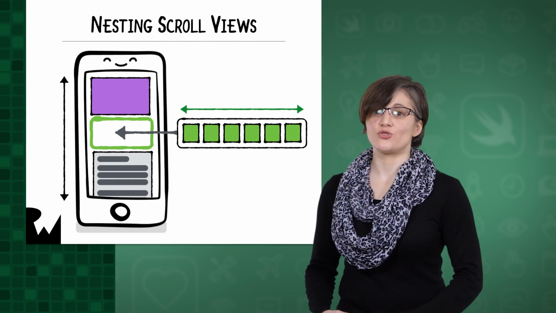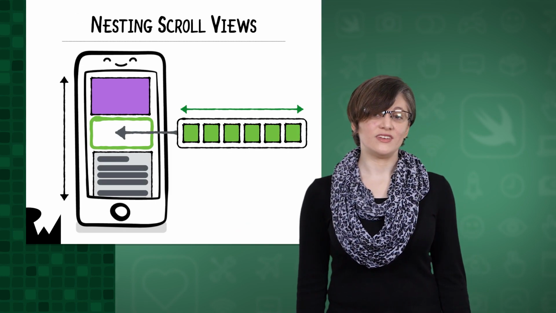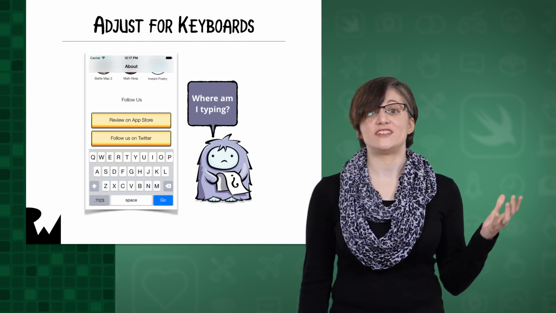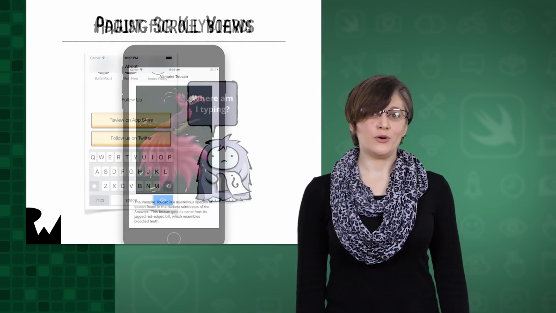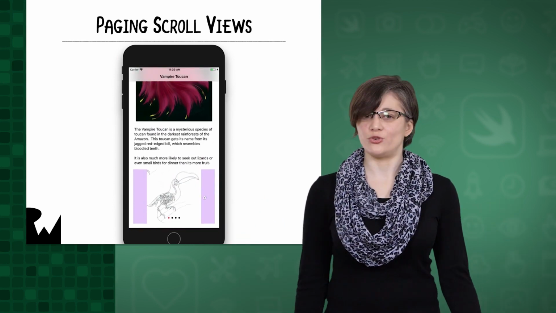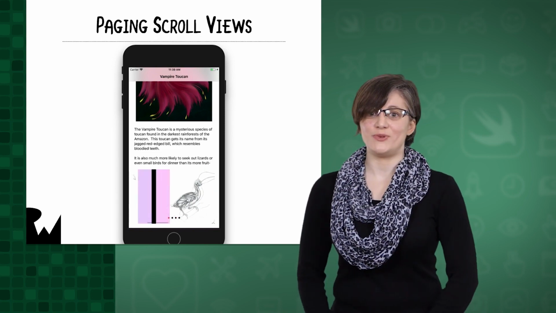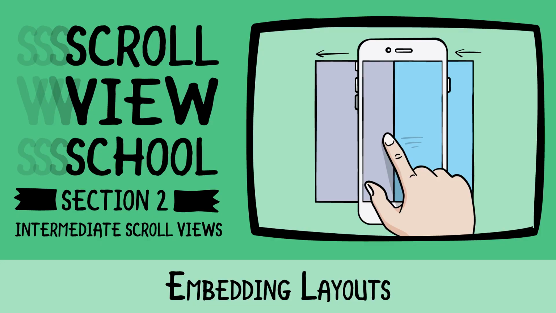What about nesting scroll views inside of other scroll views? How can you make scroll views automatically adjust when a keyboard is presented to keep text fields in view? And what about flipping through pages of content? Can a scroll view handle that? Find out the answers to all of these questions and more as we continue scrolling along.